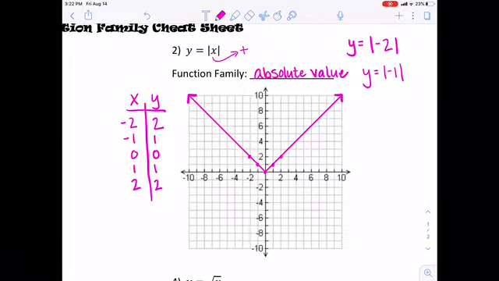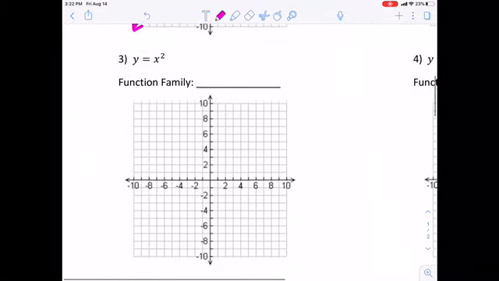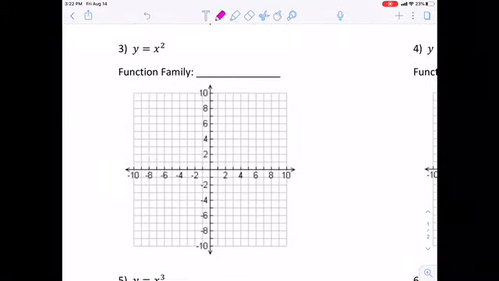Notice how the absolute value graph gives us this V shape. All right, if we look at problem 3, we have that y equals x squared. Now, hopefully you remember graphing these last year. If you remember what this parent function looks like, you can go ahead and just graph it. But if you don't, then once again, I'm going to go ahead and make a table.